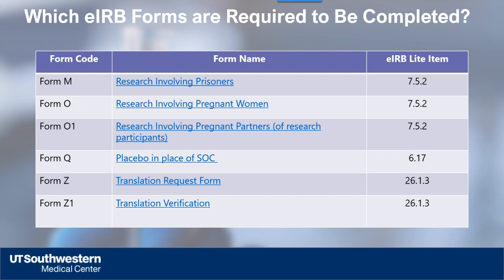Form M is a form used when your research targets and involves prisoners and contains specific regulatory categories that outline the types of research for which prisoners may be involved. This form is also not used if you have a study and you're not targeting this population and one of your participants discloses they were arrested. This is not that type of research. You have to be targeting this population.